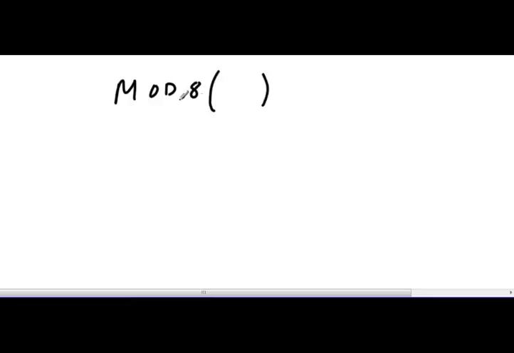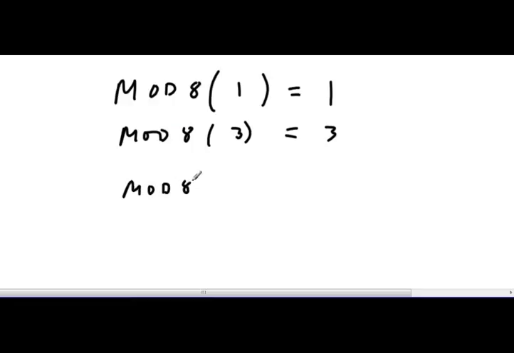Okay, so mod 8 of 1 is 1. Oh, that was good. You like that one? And then mod 8 of 3 is 3. All right. Okay so far? Okay. Mod 8 of 9 is 1.